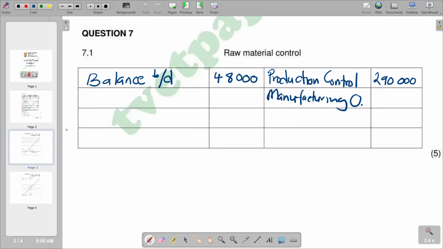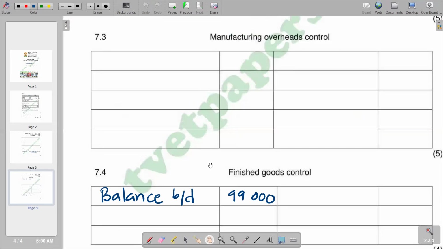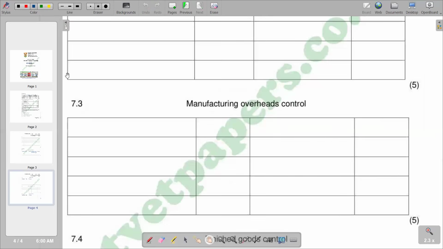Remember, we said we are crediting raw materials control and then we debit manufacturing overheads, which means it's supposed to be on the debit side of the manufacturing overheads again. So we go and enter it there. So manufacturing overheads is here. So it means on the debit side again, we got a figure that is coming from our production control, which we haven't found. And we leave it blank again. I will fill in when we find the figure.